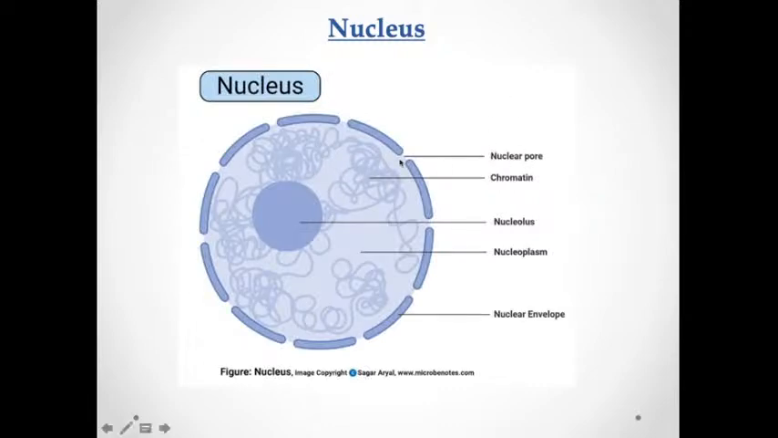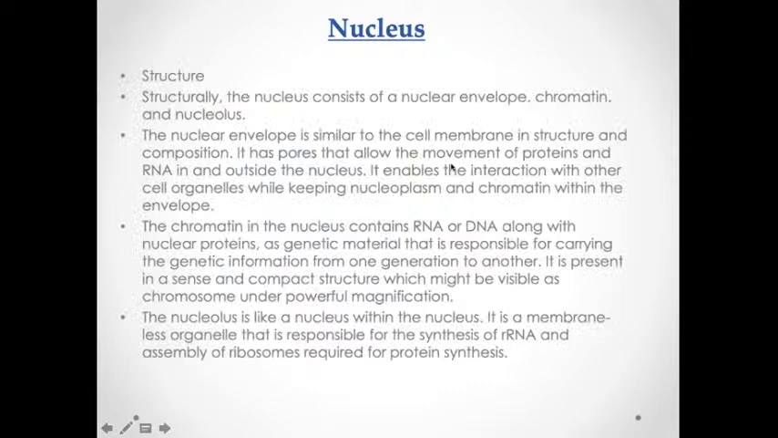So this is your nucleus, nuclear pore, chromatin, nucleolus, nucleoplasm, nuclear envelope. These are what the structures look like. So in the structure part, the nucleus consists of nuclear envelope, chromatin, and nucleolus. The envelope is similar to the cell membrane in structure and composition, and the movement of proteins and RNA in and out of the nucleus happens here.